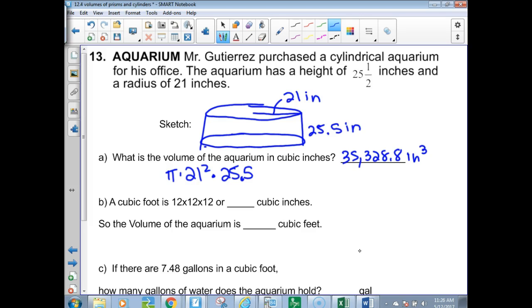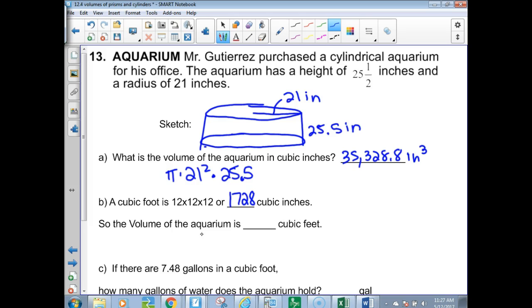Okay, the next line says a cubic foot is 12 by 12 by 12, or 12 times 12 times 12, or how many cubic inches is that, guys? What's 12 times 12 times 12? Please pay attention to this problem, because this is like a really nice application problem. Isn't it 1728? All right, now, why did I do that? Because I want to get the aquarium into cubic feet for a minute.